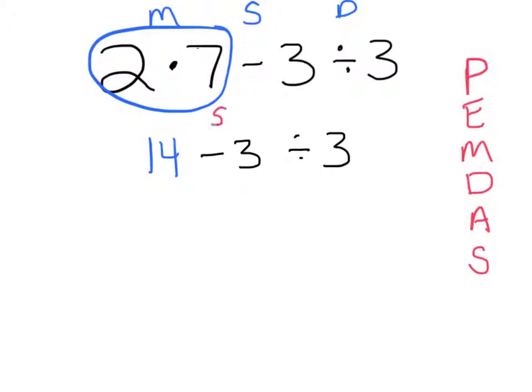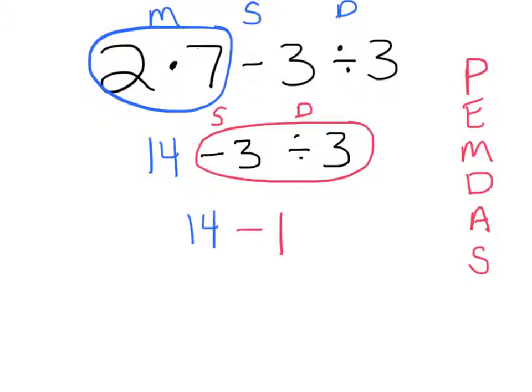Alright, so I still have subtract and I still have divide. Looking at order of operations, I see the divide comes next. So I'm going to do negative 3 divided by 3. Negative 3 divided by 3 is negative 1. And there it is, my subtraction. The last thing I do, subtraction, 14 minus 1 is 13.